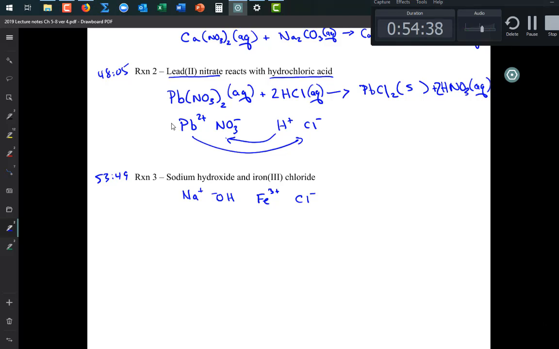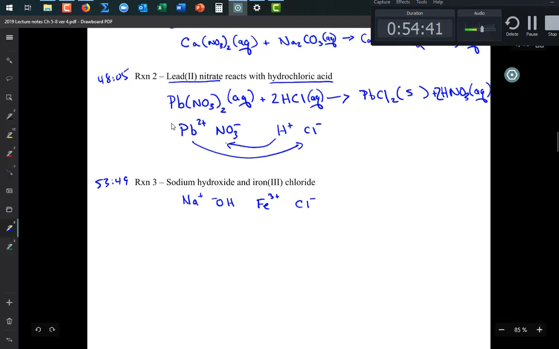Now, my reactant sodium hydroxide is one of these and one of those, right? So I'm going to write NaOH. And I'm going to write iron chloride. We'll need a state for that. Iron chloride will be FeCl3. What are my products? Okay, so I'm going to do the sodium with the chloride and then the iron with the hydroxide.